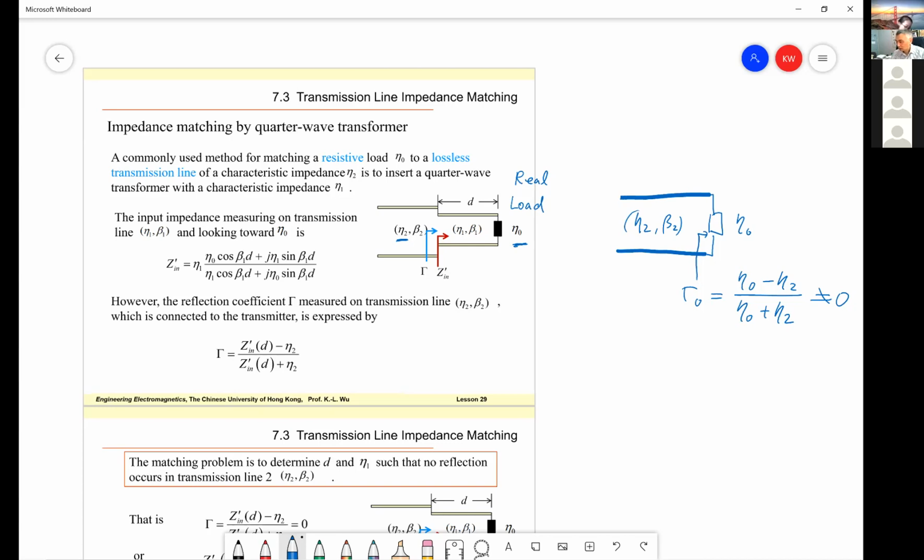So how to make the reflection coefficient equal to 0? This is the subject we are going to discuss now. Let's see. What I can do is connect another piece of transmission line.